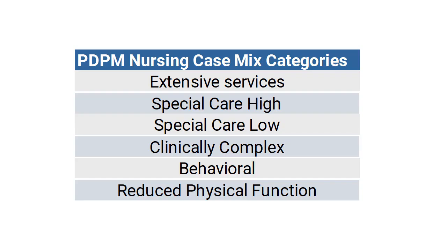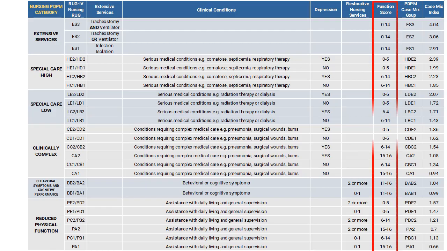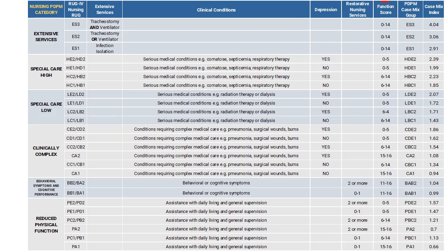PDPM utilizes the same basic nursing classification structure as RUGS-4 with certain modifications. The function score is based on Section GG items of the MDS 3.0, and the RUGS-4 nursing groups have been collapsed, reducing the number of nursing groups from 43 to 25.